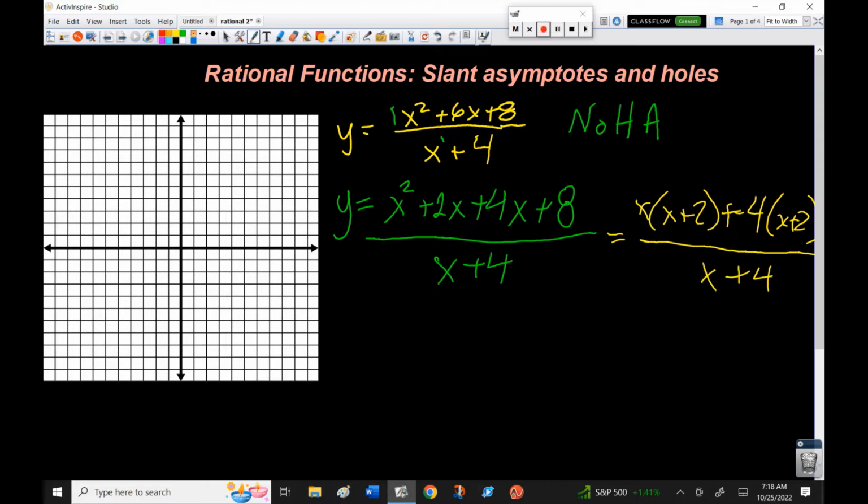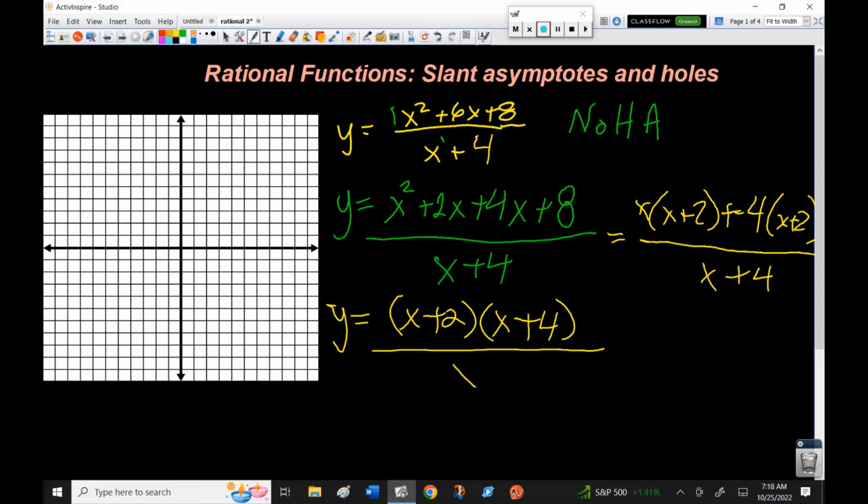Okay, so far we know it factors. What we're going to write here is there's an x plus 2 that's common in both, so we're taking out an x plus 2. We're left with x plus 4 in the numerator and an x plus 4 in the denominator. When this happens, the x plus 4 in the numerator and the denominator will cancel each other out to be 1. And so what we're left with is x plus 2.